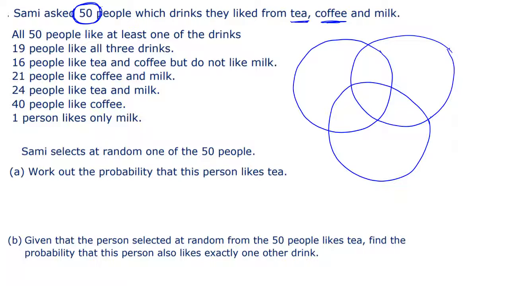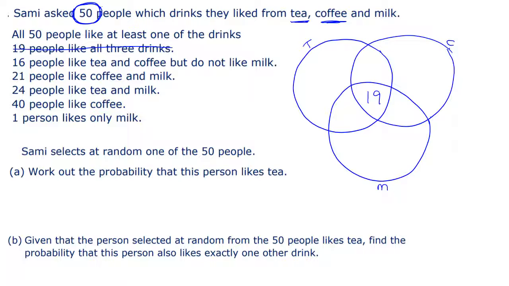So all 50 people like at least one of the drinks, which means that all of those 50 people are going to be inside these circles here. So I don't need a box around them, that will do. I've got 19 people that liked all 3 drinks, so 19 people are going to go in the middle. So I'm just going to label these so I don't lose track: tea, coffee and milk.